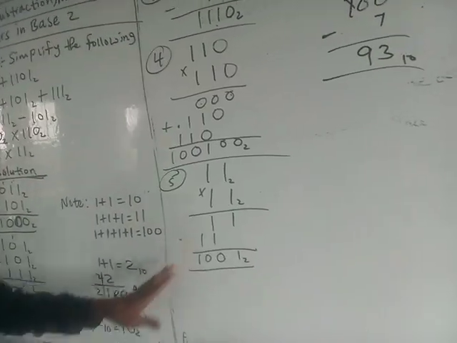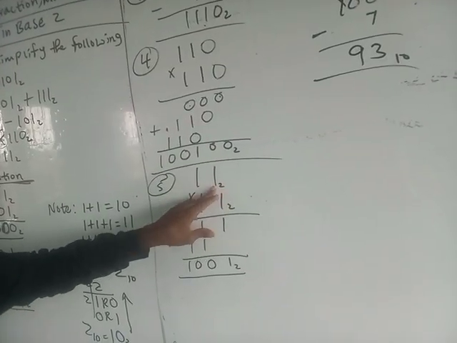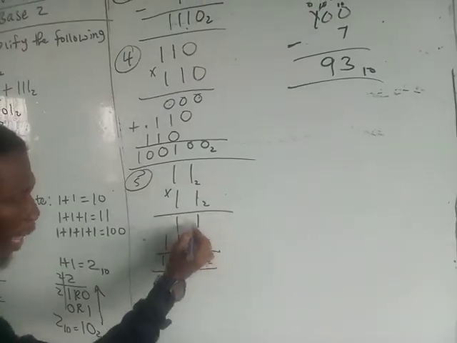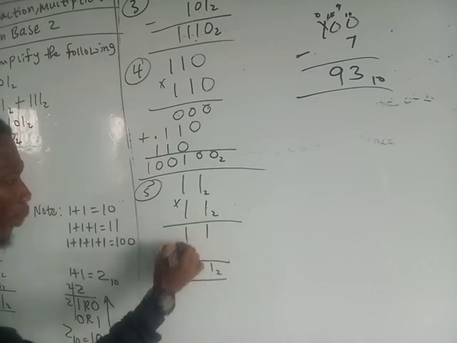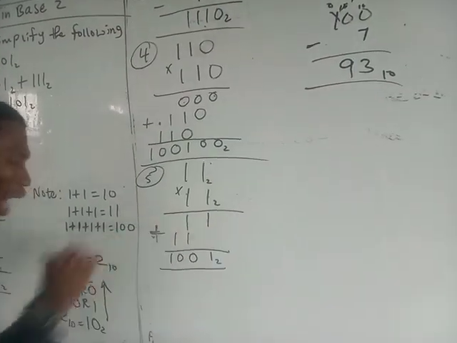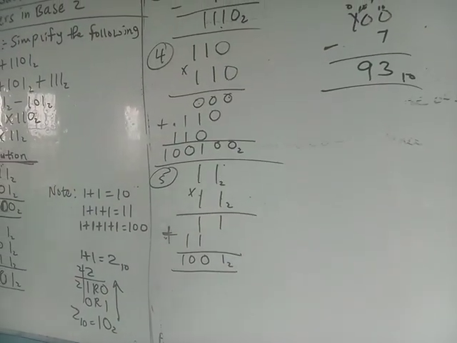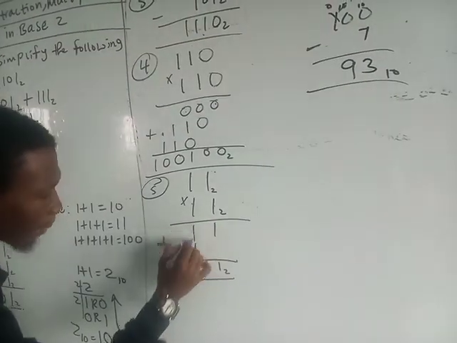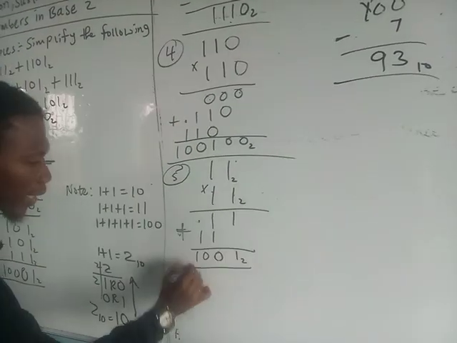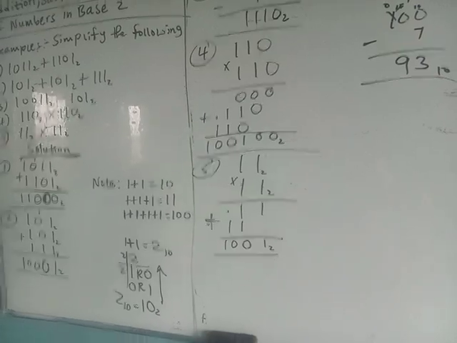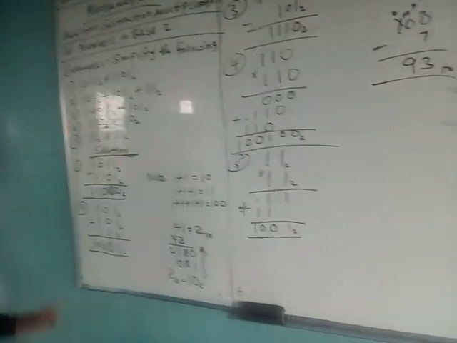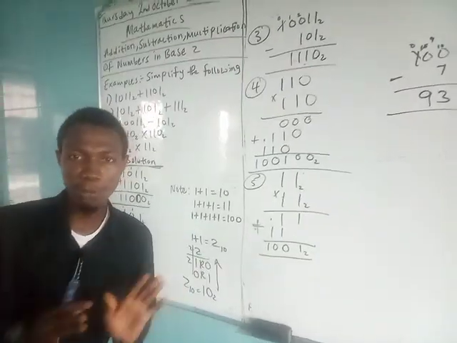Lastly, we are going to talk about 11 base 2 times 11 base 2. 1 times 1 is 1, and the answer starts from here. 1 times 1 is 1, 1 times 1 is 1, 1 times 1 is 1. After that, you do addition. You add: 1, then 1 plus 1 is 10. Put down 0, carry 1. 1 plus this 1 gives 10. So your answer to this multiplication is 1001 base 2. With this, I'll be able to give an answer to this problem. Thank you.